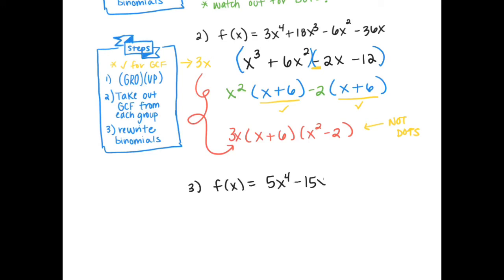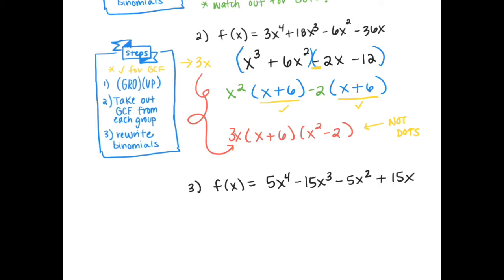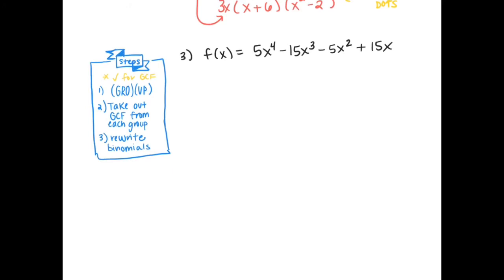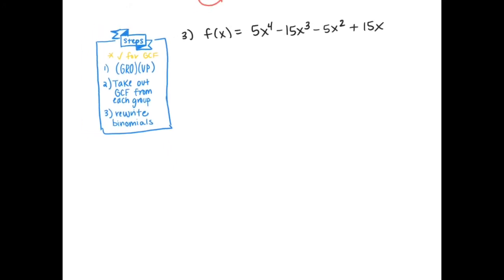Let's try this again. This would be a good time that if you feel like you have it, I would definitely pause the video and try it on your own. If not, follow along. Always check for a GCF first. This time I have a 5x in common. So now I have an x cubed minus 3x squared minus x plus 3. Group the first 2 and the second 2, making sure that minus stays with the x.